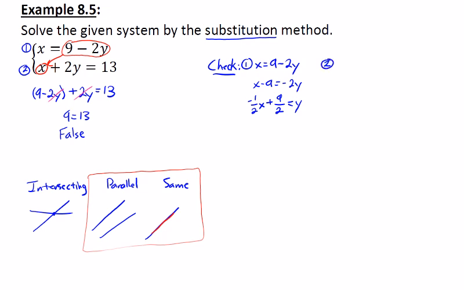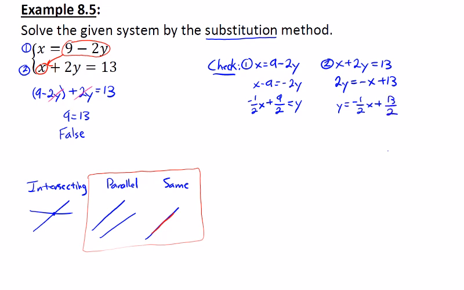Do the same thing for equation 2. We're going to take x plus 2y equals 13. Solve it for y by subtracting x on both sides. So 2y will equal negative x plus 13. And then divide by 2 to get y equals negative 1/2 x plus 13/2.